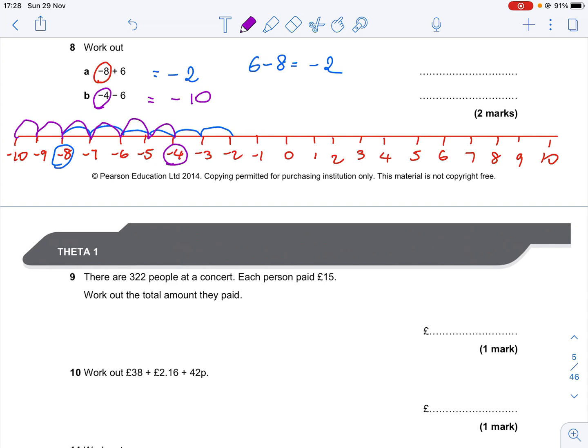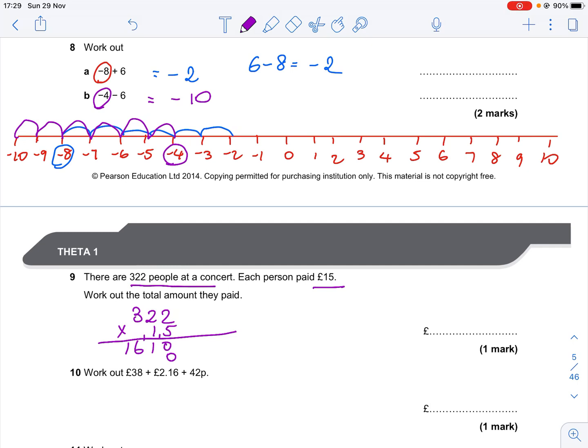So question 9, there are 322 people at a concert. Each person paid £15. Work out the total amount they paid. So this is a multiply question. So we have 322 multiplied by 15. So I prefer to use the column method. So 5 times 2 is 10. 5 times 2 is 10, then we add 1. Then 5 times 3 is 15. Then we add the 1, it's 16. Then we put a placeholder here.